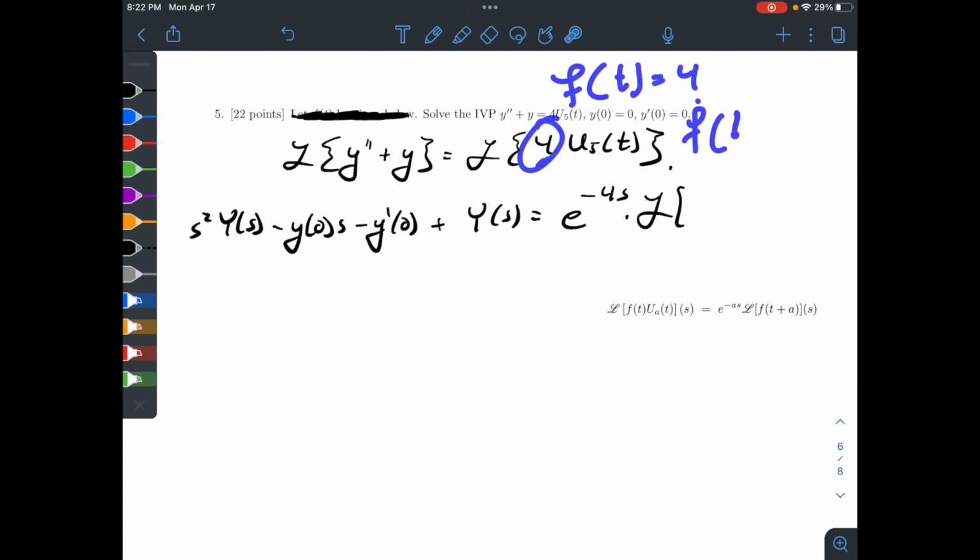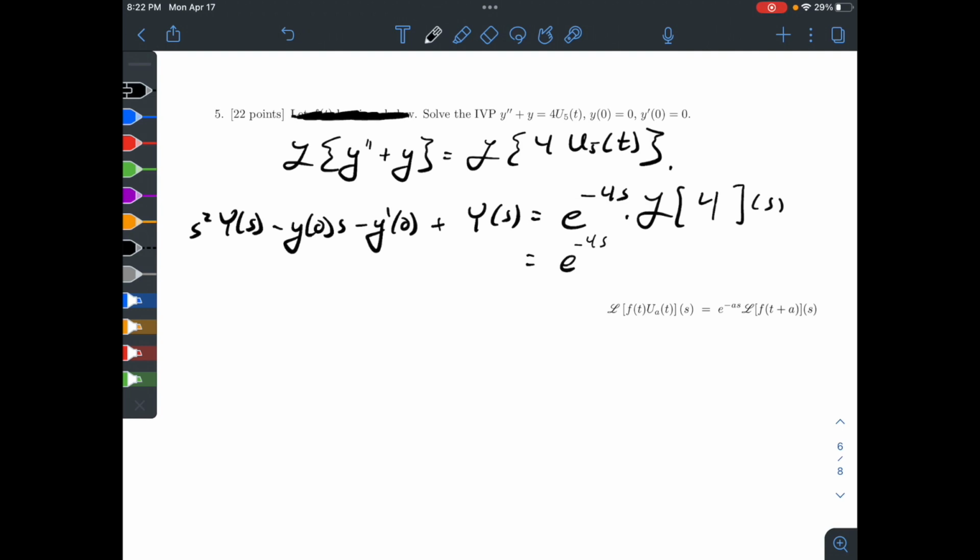So what is f of t plus 4? Every time we see a t, we replace it with 4. There are no t's, so we don't have to replace anything. So just 4 stays as 4. So this is e to the negative 4s times the Laplace transform of 4, which is just 4 over s. So that's the Laplace transform of 4 times u sub 5 of t.